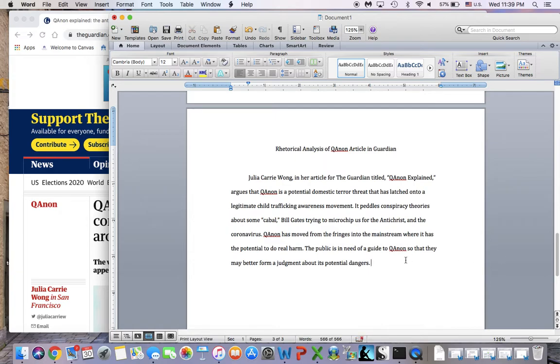Julia Carey Wong, in her article for The Guardian titled QAnon Explained, argues that QAnon is a potential domestic terror threat that has latched onto a legitimate child trafficking awareness movement. It peddles conspiracy theories about some cabal, Bill Gates trying to microchip us for the Antichrist, and the coronavirus. And I'm going to add a furthermore, just so it doesn't sound like we're going through a bullet point list of things. Right? I love these connective phrases.